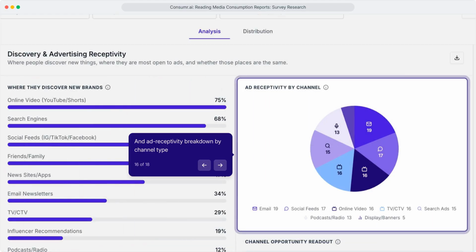This is critical. It shows where your audience is receptive to ads versus where they're not. You're matching ad format to channel receptivity. You're not running traditional ads on platforms where the audience actively avoids them.